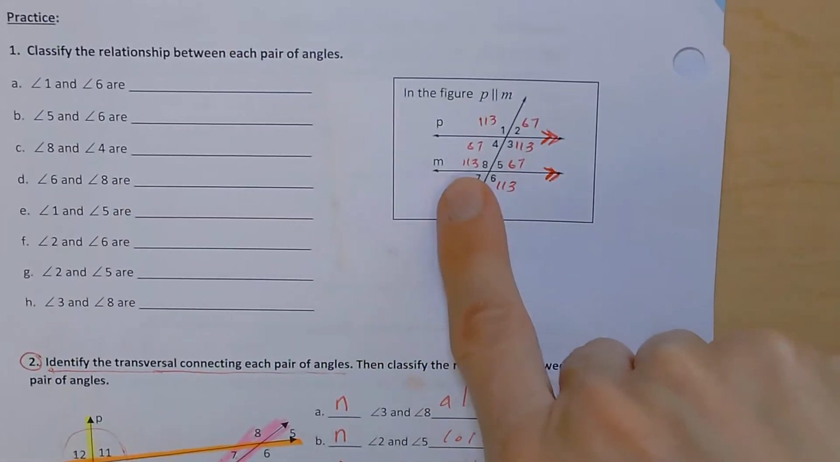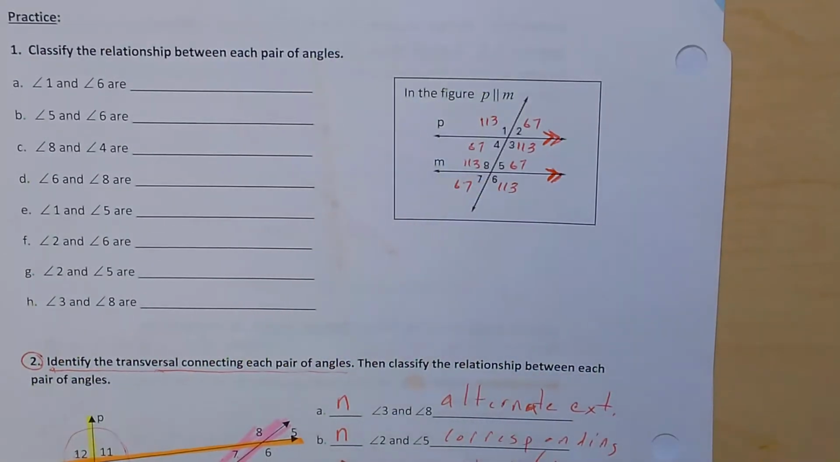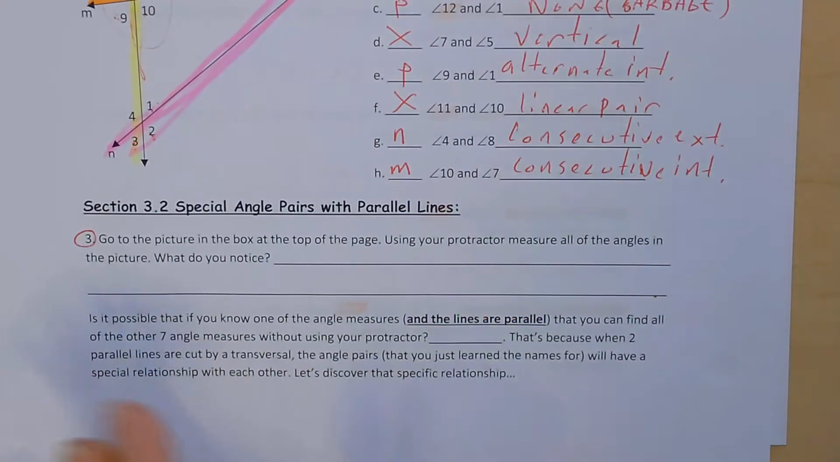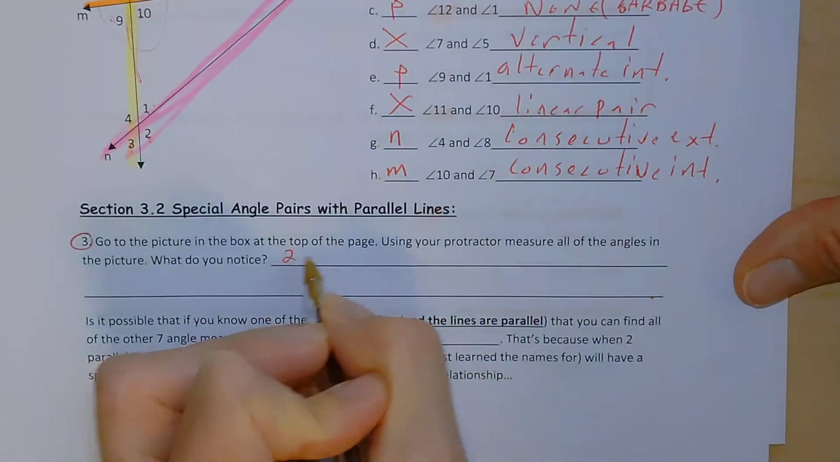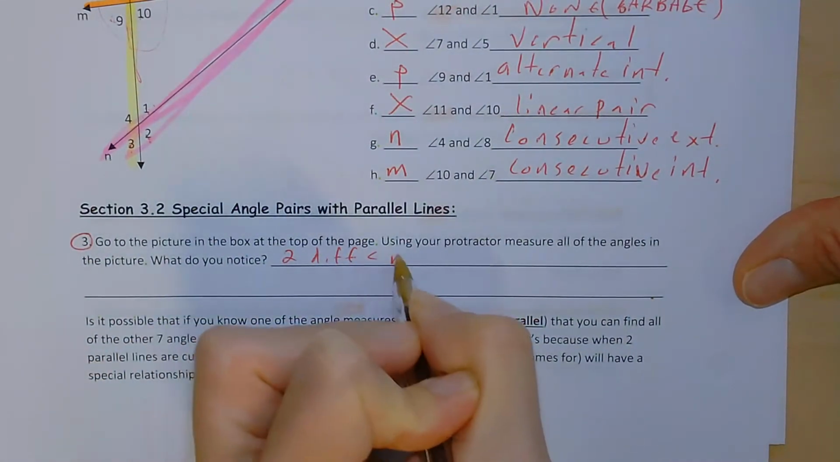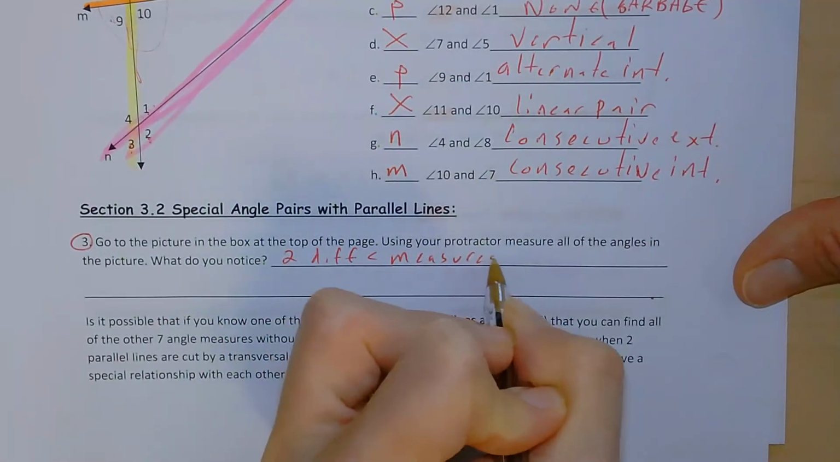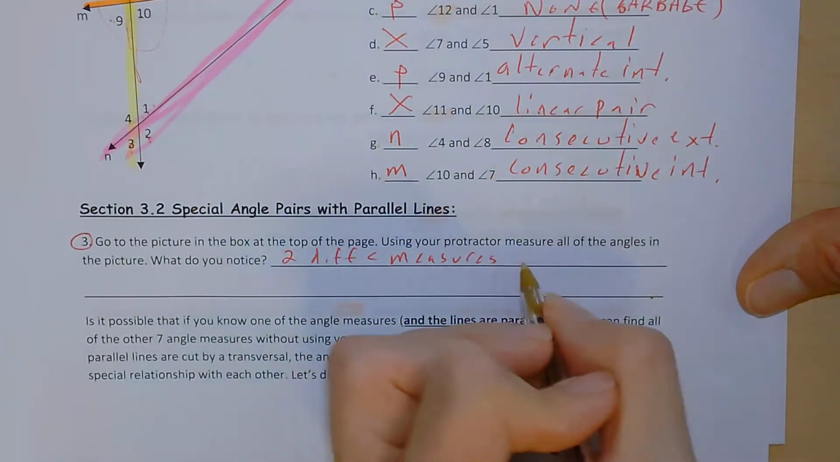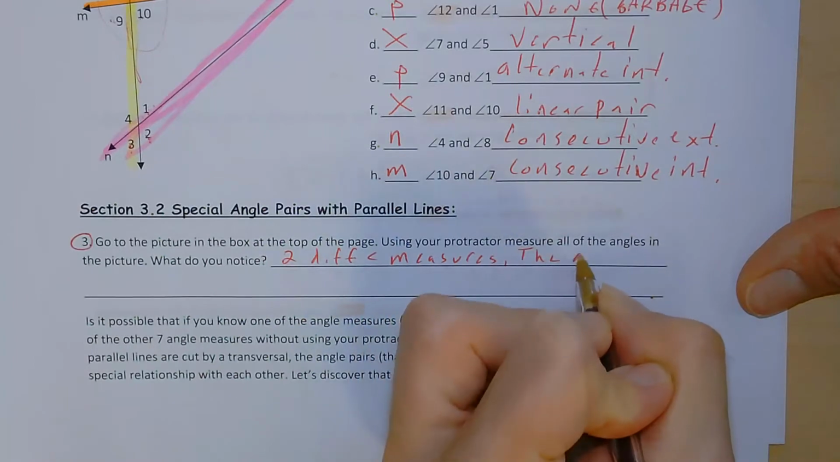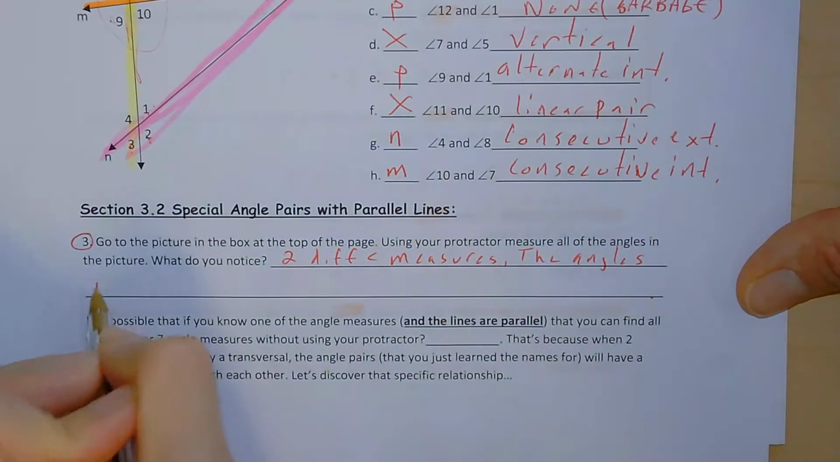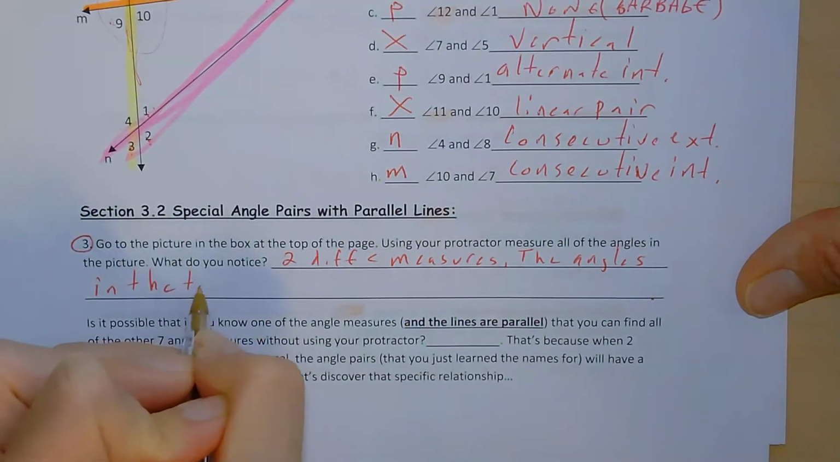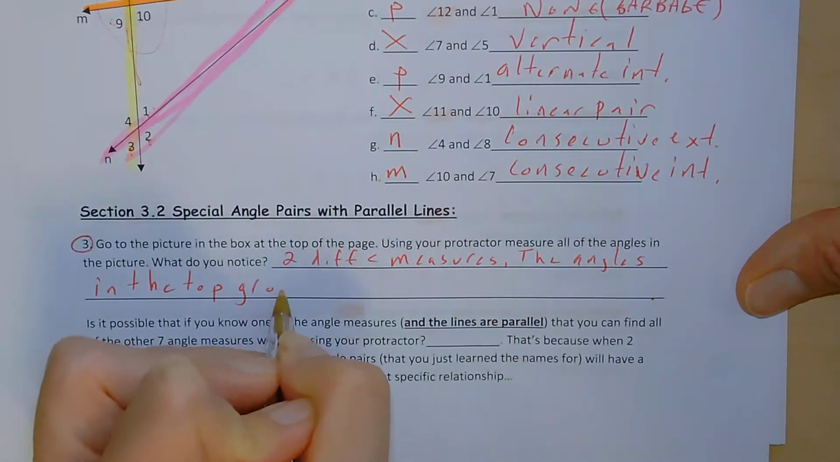But if your lines are parallel, then all of this becomes a little more interesting because we get angle pairs. So down here, what I would say that I notice is there are 2 different angle measures, and the angles in the top pod or the top group match the angles in the bottom group.